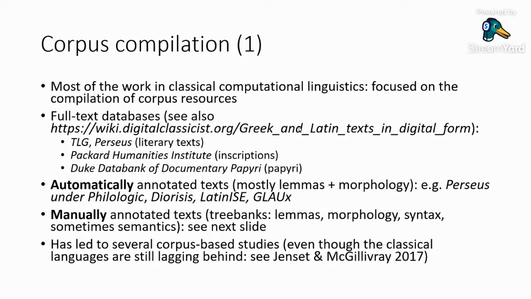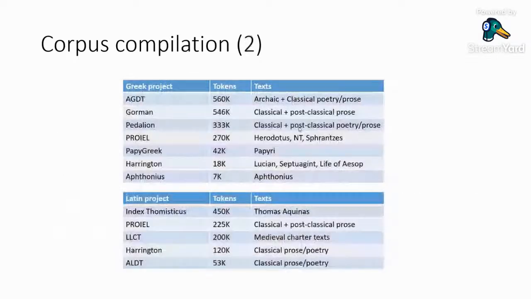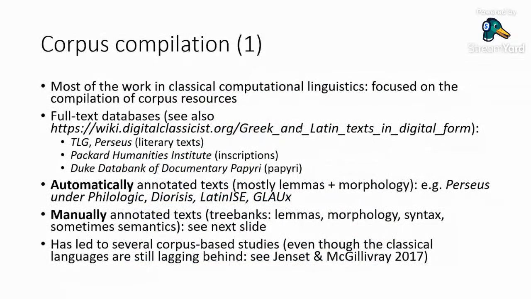But then we also have texts that are annotated linguistically, for things like lemmas, morphology, syntax, semantics. So we have both automatically annotated text, large corpora for Greek and Latin, such as the Diorisis corpus or the Latin IC corpus, which has several millions of tokens of Greek, and then we have somewhat smaller, but still quite a large collection, as we will see in a moment, of manually annotated text.